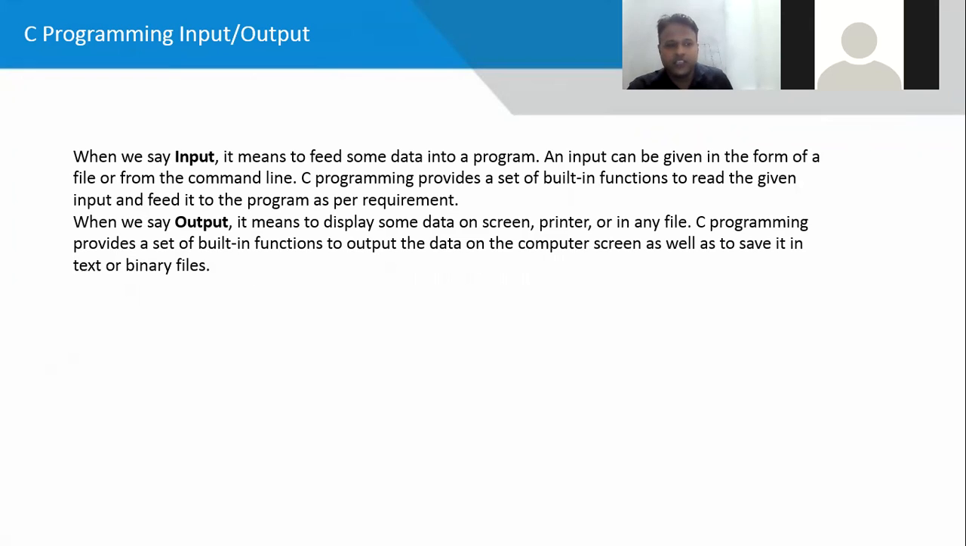C programming provides a set of built-in functions to output data to the computer screen, and it can also save it in a file. Input means it will take the input, as we are using scanf, and the other is output, for which we are using printf to display the data.